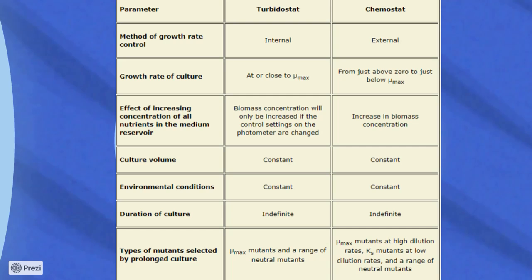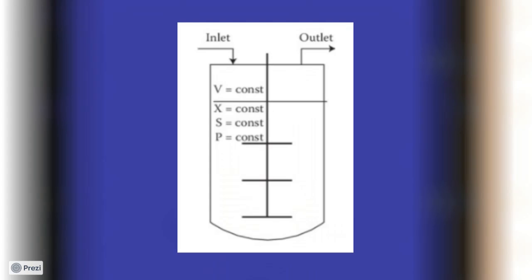The mutants that provide maximum specific growth rate are used in the turbidostat, whereas the mutants that can withstand high dilution rate are used in the chemostat. In a nutshell, there is a continuous inlet and outlet of mass into and out of the reactor in order to maintain a constant volume, biomass concentration, substrate concentration and product concentration. As all the variables remain constant, the continuous cultivation system is called a steady state process.